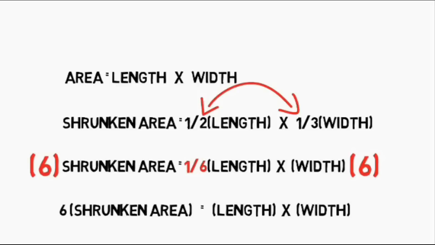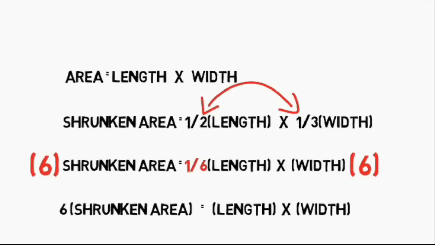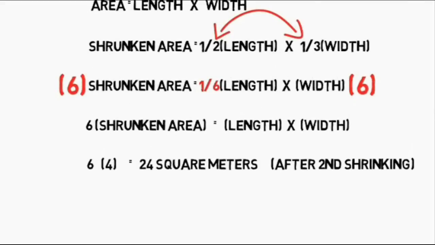So now at this point, we can start plugging stuff into our equation. We were given that the area of the pool was equal to 4 square meters after it shrinks 3 times. So we can plug a 4 into the shrunken area of the pool. And on the left side of the equation, we multiply 4 times 6, and that's equal to 24 square meters. This is the area of the pool after it was shrunk 2 times.